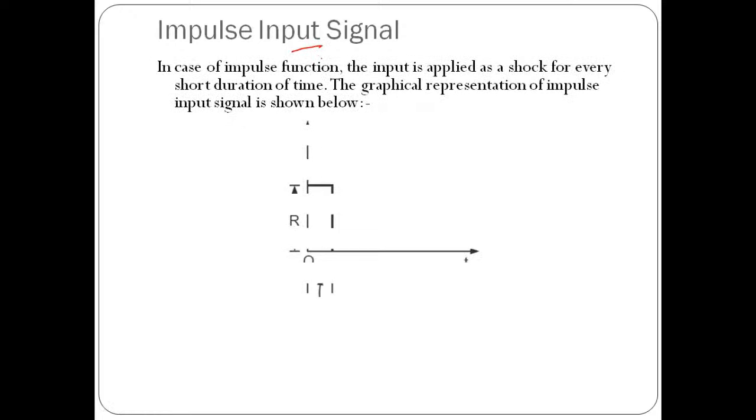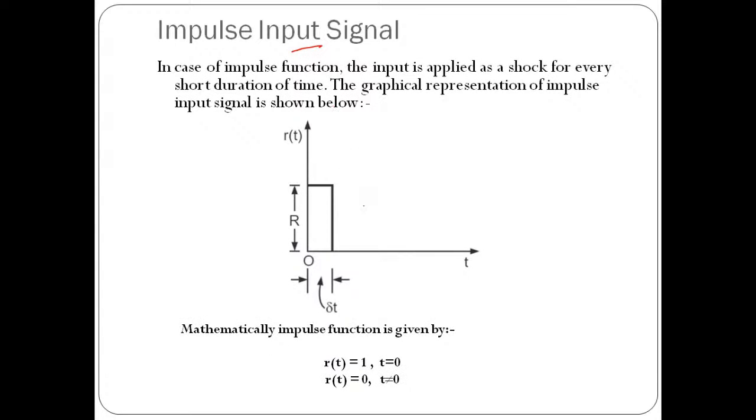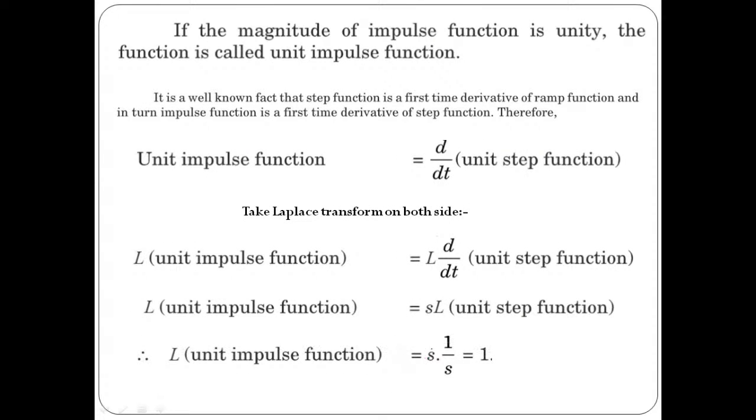Then the impulse input signal. This is what an impulse is: at t equals 0 the signal is available, but for t not equal to 0, maybe t0 minus or t0 plus, the signal is 0. And the Laplace transform of an impulse is 1. This is very important; you have to remember it. This portion we discussed in the previous class.